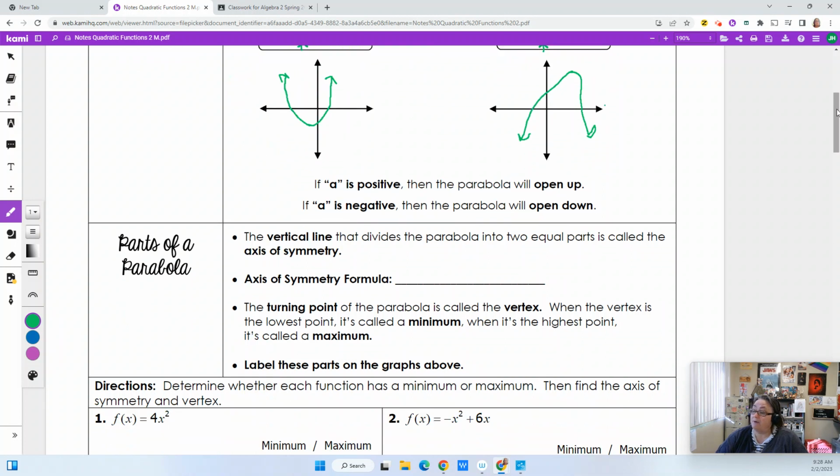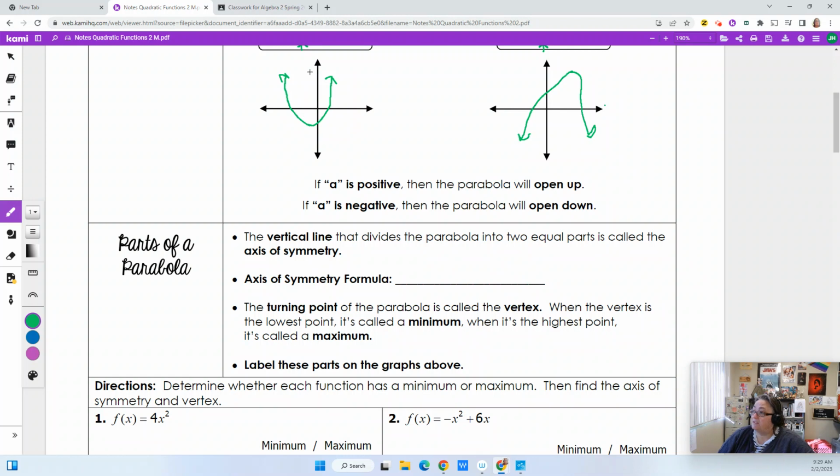The next thing we're talking about are the parts of the parabola, and the parabola is what we call that U shape. And it says here that the vertical line that divides the parabola into 2 equal parts is called the axis of symmetry. Now, if you look at a parabola, just like when we were talking about absolute value, we have a turning point in that, right? There is a vertex where this U is going to turn.